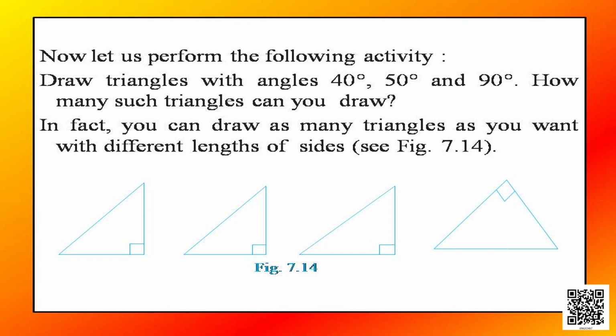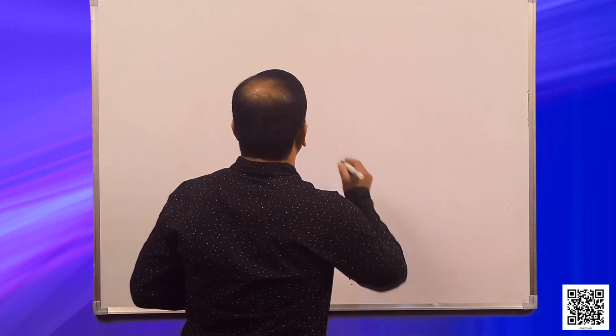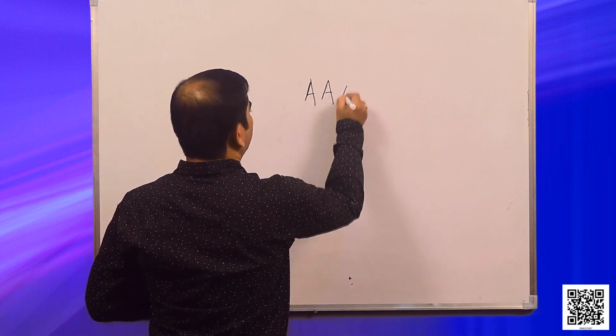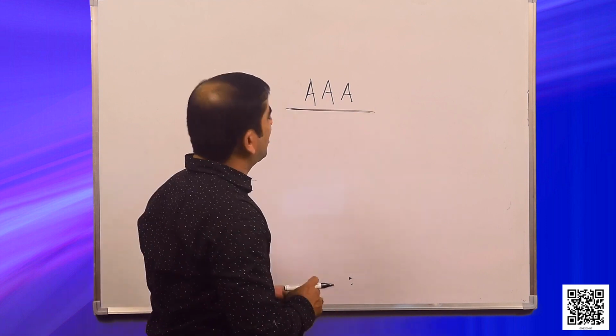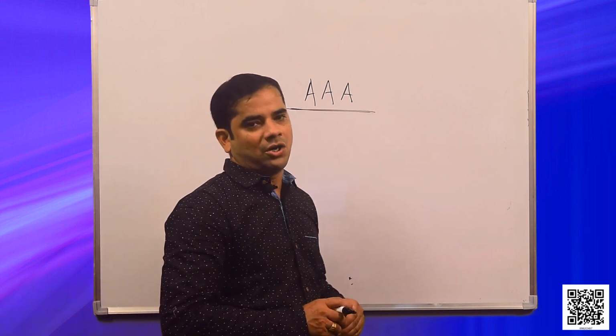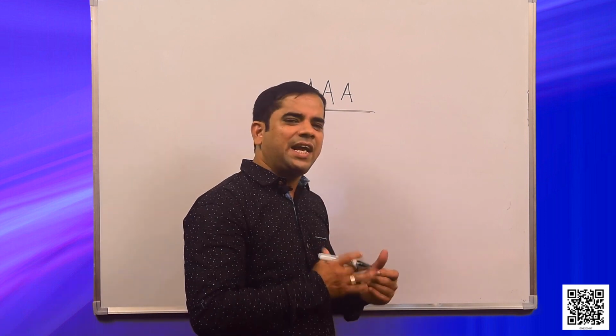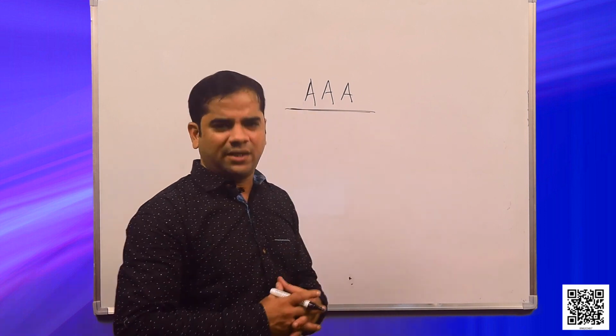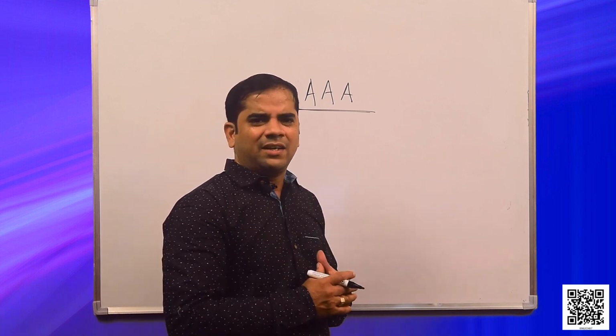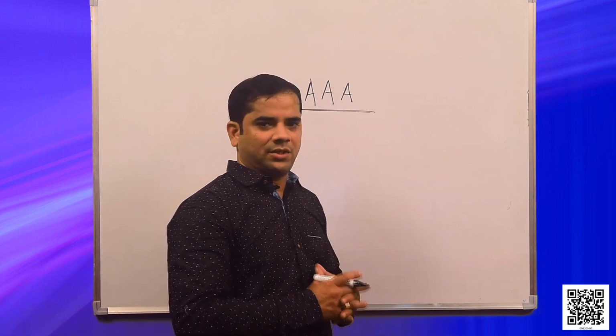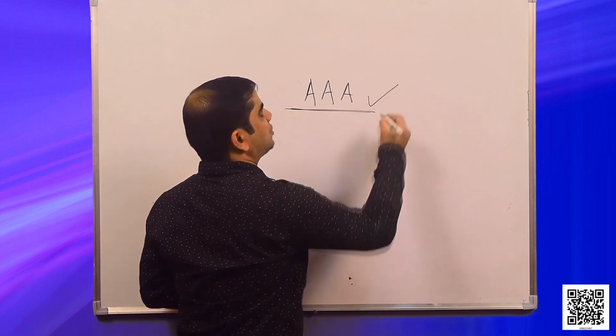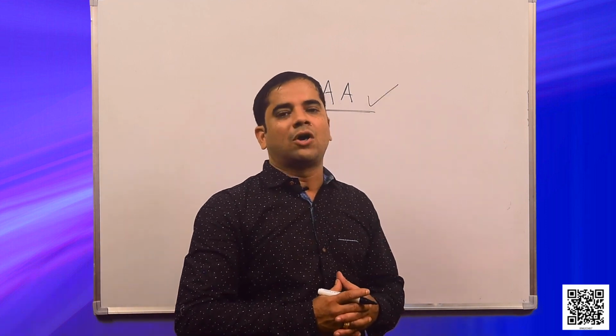Okay. So, though we have 3 angles equal to each other, we cannot conclude that the triangles are congruent to each other. That means the angle is not one of the rule of congruency. So, if 3 angles of 2 triangles are equal to each other, we cannot say that the triangles are congruent to each other. So, angle is not the rule of congruency.